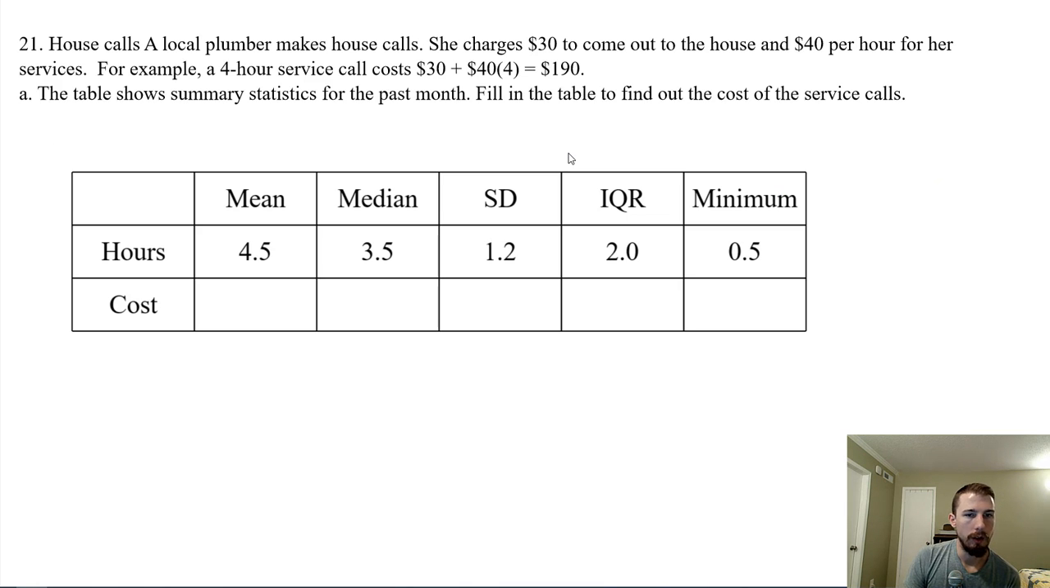All right. A local plumber makes house calls. She charges $30 to come to the house, $40 per hour for her service. For example, 4 hours. So you have the base price plus the hourly charge. The table shows statistics for the month. Fill in the table to fill out the cost for the service.